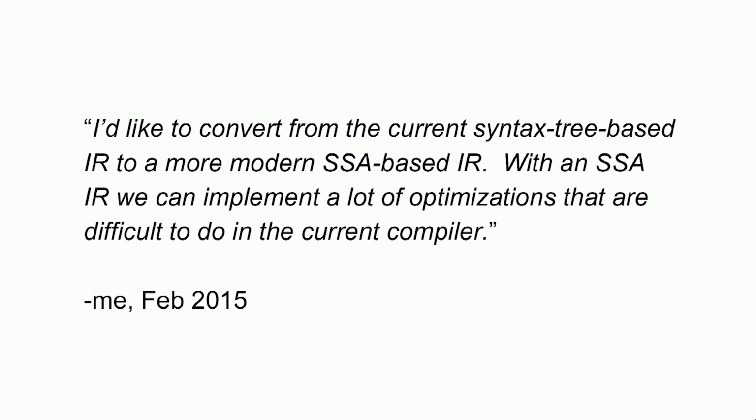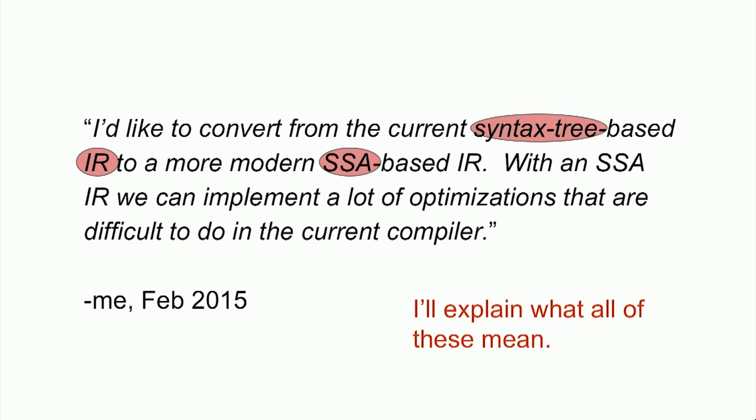And once we do that, then we can implement a lot of optimizations that are difficult to do in the current compiler, but would be easy with this new representation. And there's a whole lot of jargon in there which I haven't explained yet. I haven't explained what a syntax tree is. I haven't explained what an IR is. I haven't explained what SSA is. I'll get to all of that. But first, I'd like to tell you a little bit more about how this project happened.